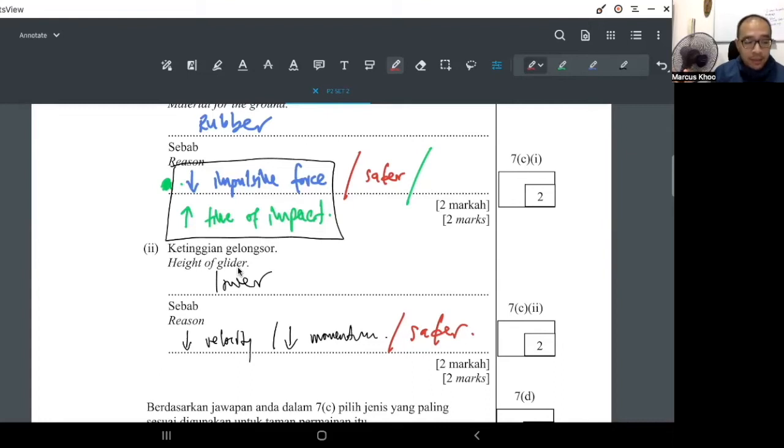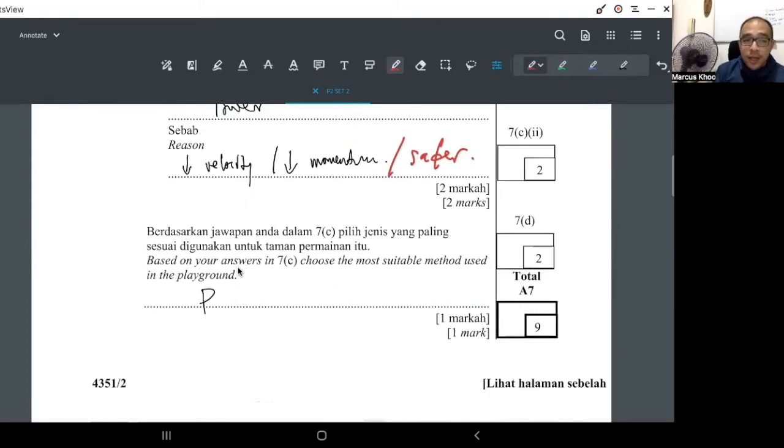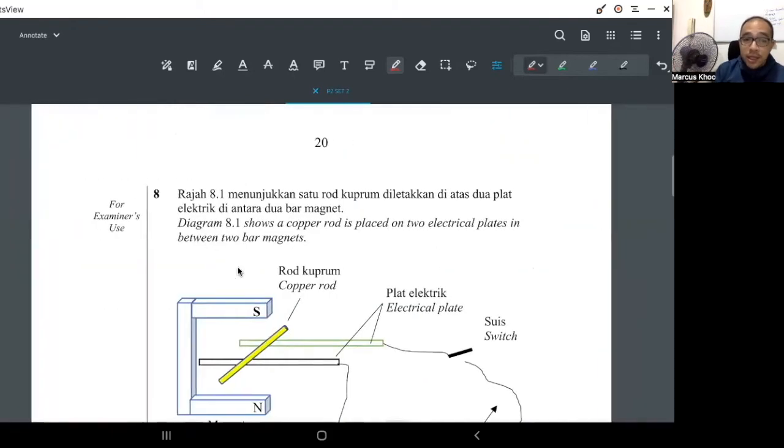I suspect that in different years, they will have different leniency. Maybe one year they will accept safer, then another year they say cannot. We cannot accept safer, it's too lenient. So it just depends on your luck. Okay, so obviously the answer is P.